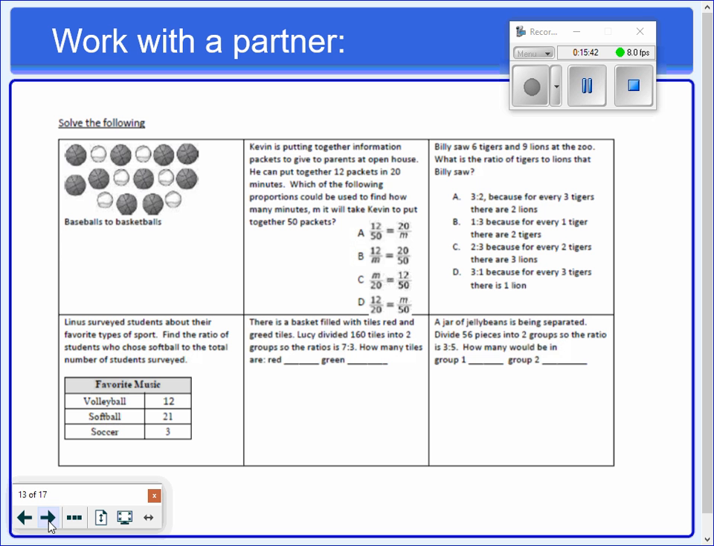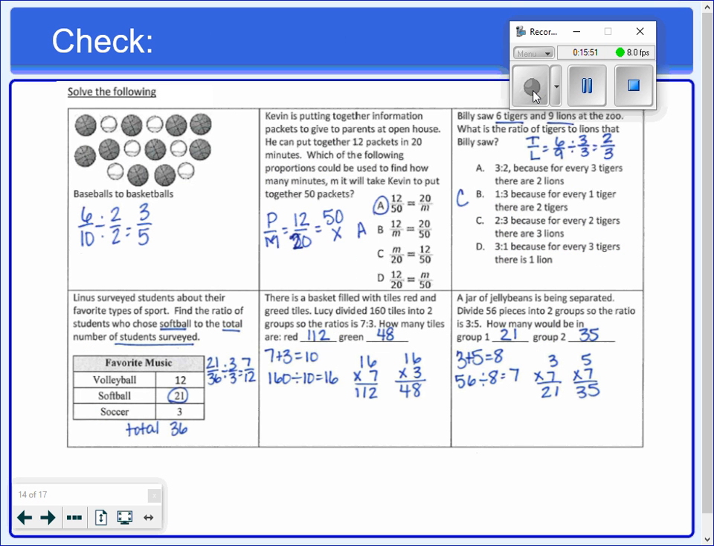Okay. So, with a partner in class, I want y'all to work with a partner to solve these, and then we're going to go over them together. If you're at home, pause the video. Okay, here's the check.